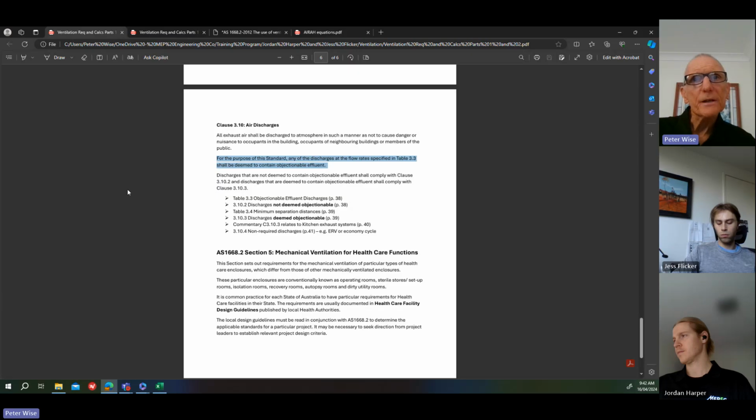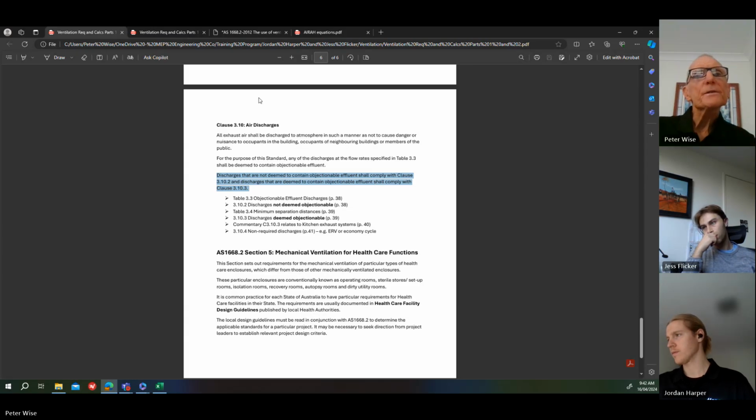Also, kitchen exhausts above 1,000 litres a second is objectionable. And type B, that was type A, sorry, objectionable. Type B is basically kitchen exhaust systems, which we're not going to cover at this stage because that's a whole different ballgame. So discharges that are not deemed to contain objectionable effluent shall comply with clause 3.10.2. Discharges that are deemed to contain objectionable effluent shall comply with clause 3.10.3. So we'll have a look at those.